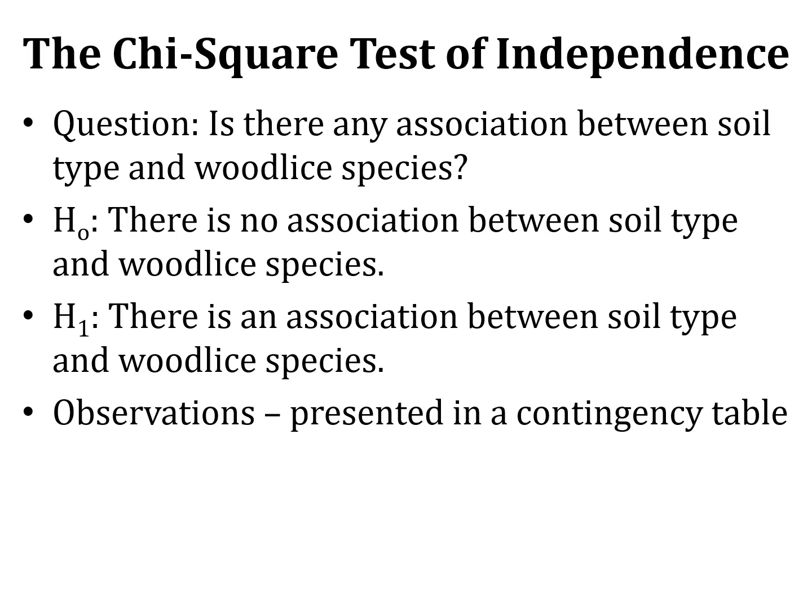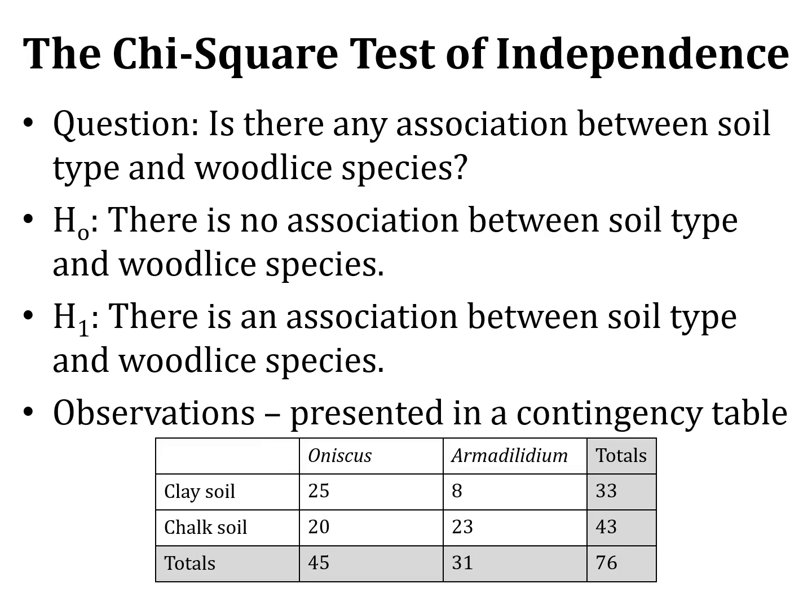And observations are presented in a contingency table. So these are the observations. Why are we applying the chi-square test of independence? Because our question is to test the association between two variables. And what are these two variables? One variable is the type of soil, which is either the clay soil or the chalk soil, and the other variable is the species of wood lice, which is either Oniscus or Armadillidium. So these are the two variables, so that is why we are using the chi-square test of independence.